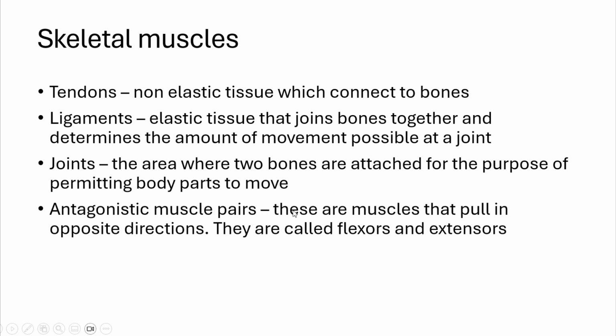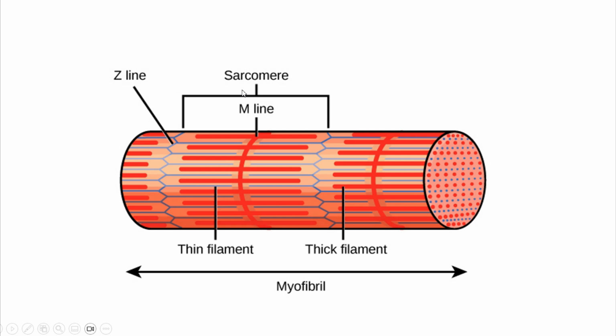Then antagonistic muscle pairs: these are muscle pairs that pull in opposite directions. The muscles that go in opposite directions, you get me? Flexors and extensors. Alright, cool. So this is basically the average myofibril. This is what it looks like.